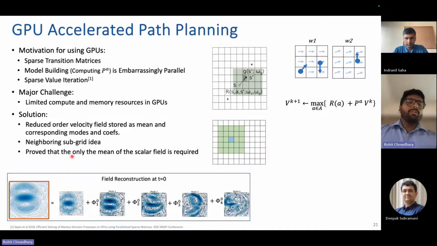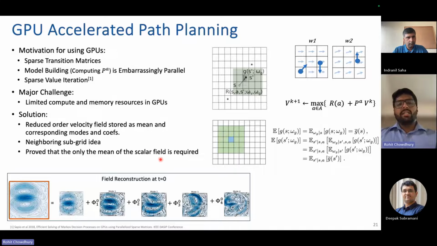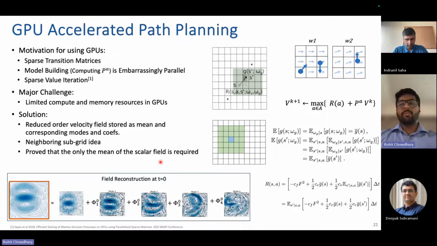Finally, we also prove that as far as the stochastic scalar field is concerned, mathematically, we can prove that the mean of the scalar field is sufficient for our problems. It's a bit involved, so I'll skip over that part for now. And finally, a lot of work went into the implementation of some efficient kernels for the algorithm.